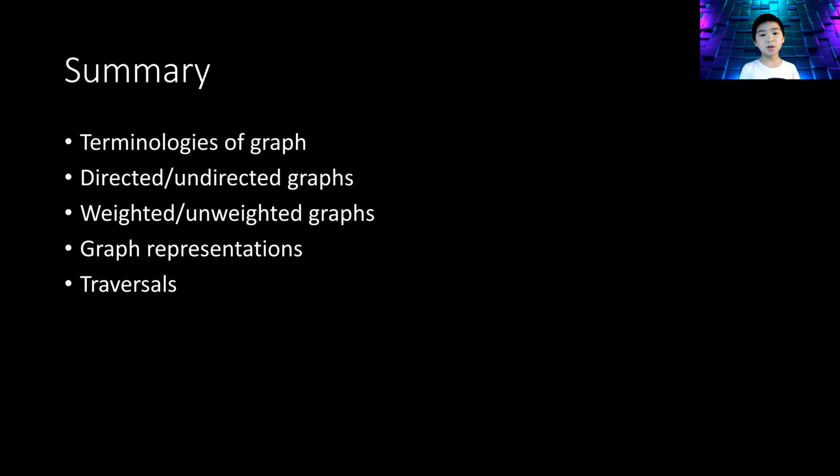So in summary, we talked about the terminologies of graphs, such as the degree of a vertex, paths, etc. We also talked about directed and undirected graphs, and weighted and unweighted graphs. Then we moved on to graph representations, such as with adjacency matrices, binary relation lists, and adjacency lists. At the end, we talked about two traversals of graphs, including the breadth-first traversal and depth-first traversal.